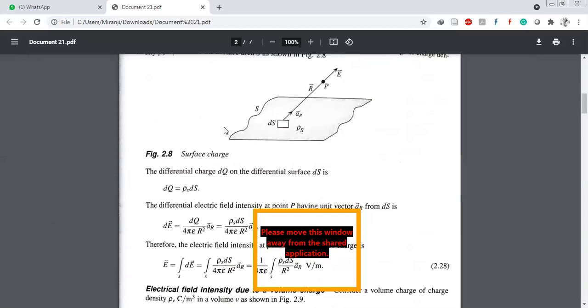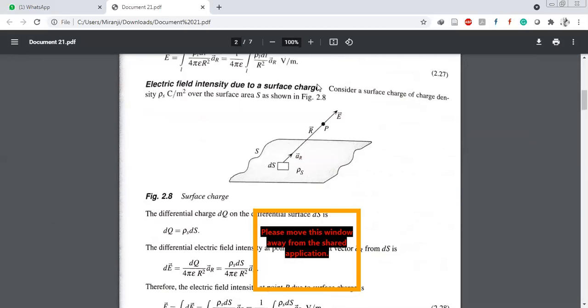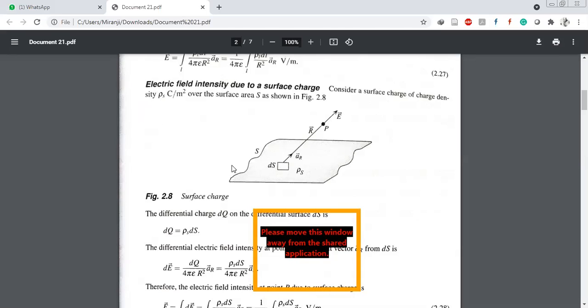Similarly, the same concept is applied to surface charge. Electric field intensity due to a surface charge: consider a surface charge of charge density rho s. For the line charge it is rho l. Charge density is always represented with rho, that is the universal notation for charge density. Here we consider surface charge, that's why rho s. Consider the surface charge of charge density rho s over the surface area as shown in the figure.